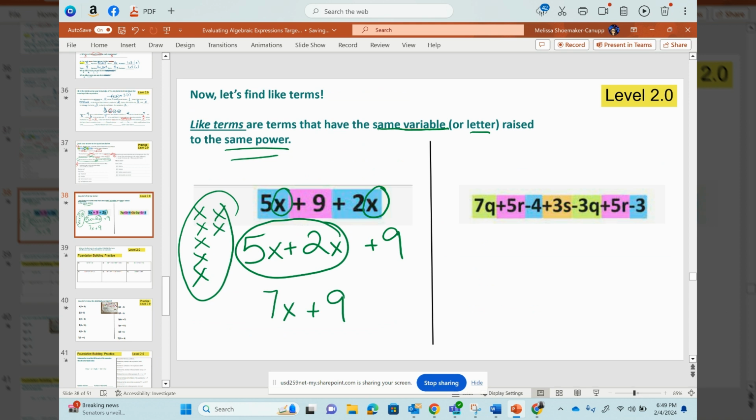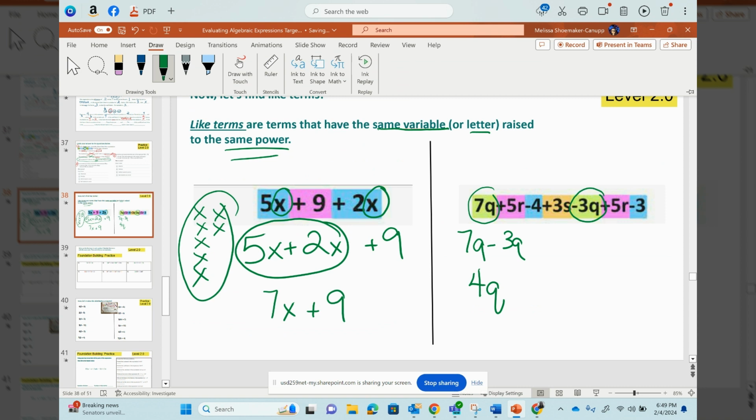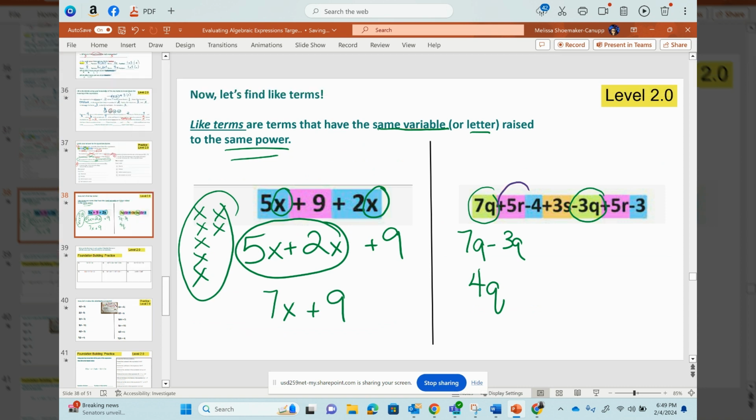I love this because it's color coded. So we can see the 7 Q's and the minus 3 Q's. You want to keep that sign with the term. If I have 7 and I take away 3, I know that's 4 Q's left over. Let's do the pink. I have 5 R's and then I add 5 more R's. So that's going to be 5R plus 5R. Well, 5 plus 5 is 10. I got a total of 10 R's all together.